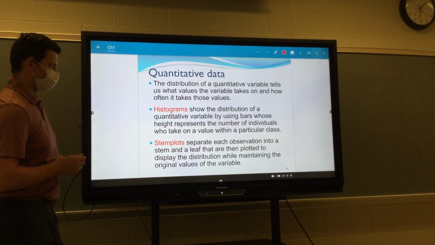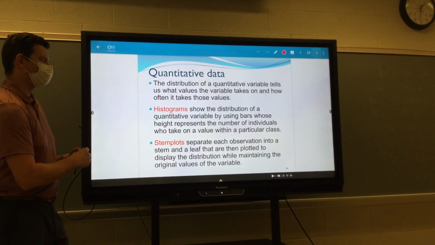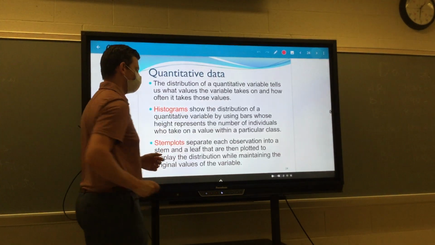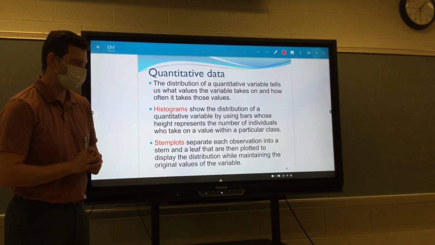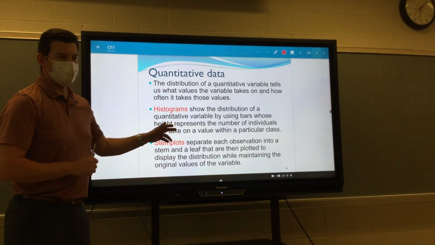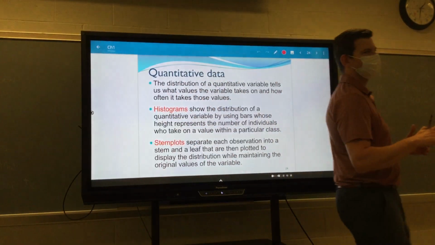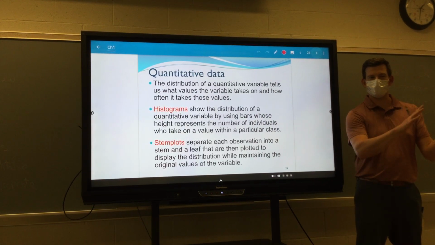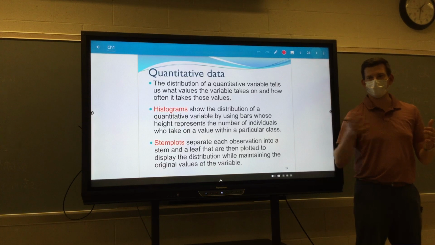Now, a histogram shows the distribution of a quantitative variable using bars whose height represent the number of individuals who take on a value within a particular class. Okay? A histogram looks an awful lot like a bar graph. I will admit that. Sometimes an 8th grade teacher really drove this point home. What is the difference between a bar graph and a histogram?